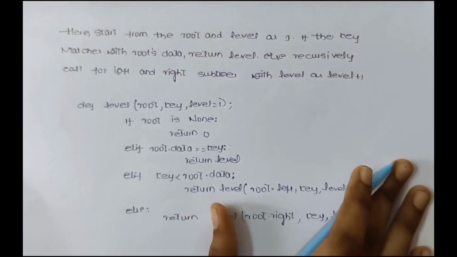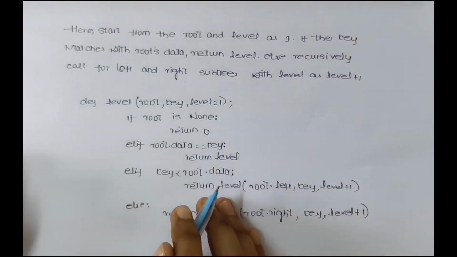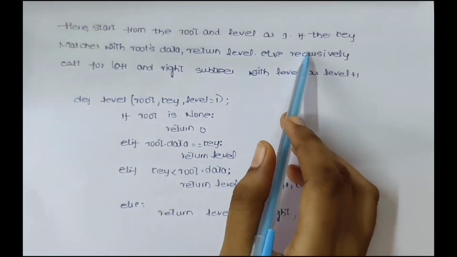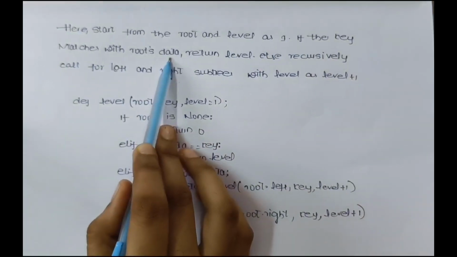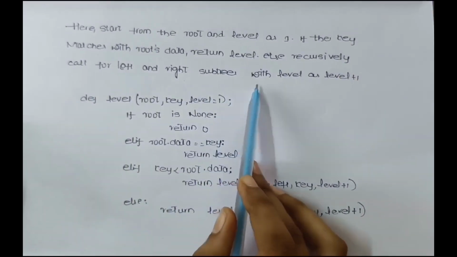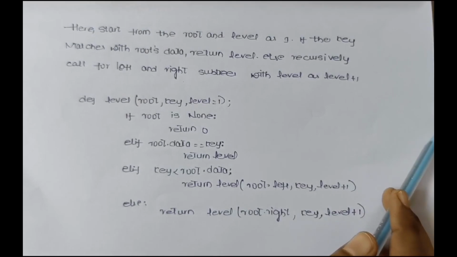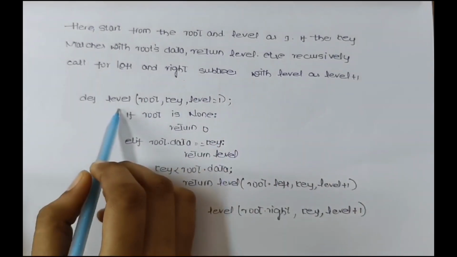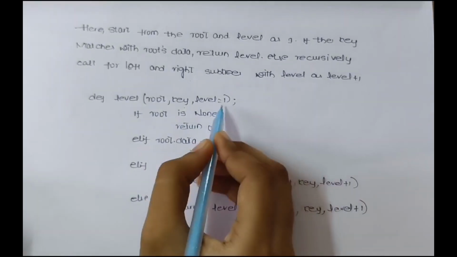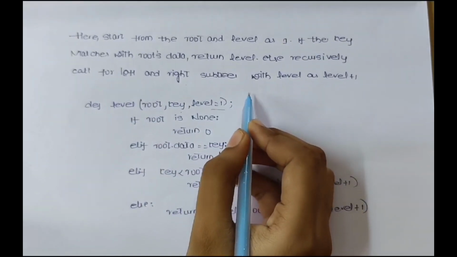So here is the sample code to find the level of any node in a tree, especially binary search trees. Here we start from the root as level 1 because the level of the root node is 1. If the key matches the root data, we return the level, and recursively call the left and right subtrees with the level as level plus 1. So here we use the concept of recursion to write the code. We define the function and pass it parameters root, key and level equals 1. Here we pass level equal to 1 because the level of the root node is 1.